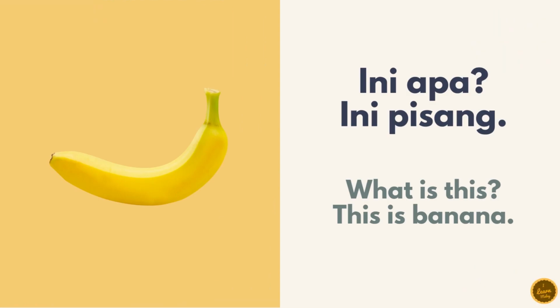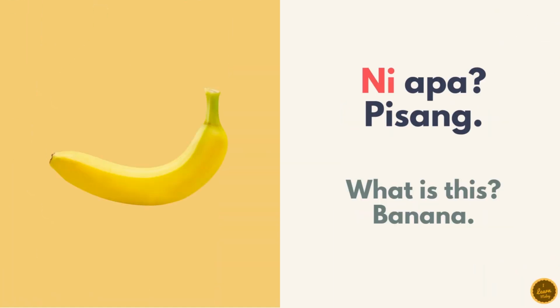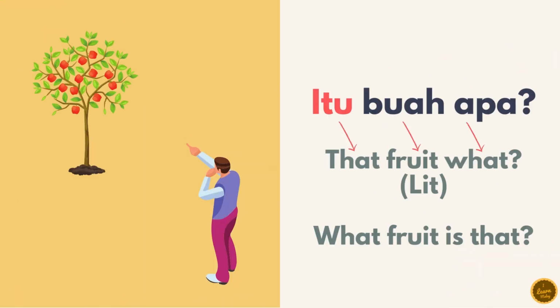We can also drop the word buah from the question and answer. For example, ini apa? Ini pisang. To mean, what is this? This is banana. Or colloquially, ni apa? Pisang. To mean, what is this? Banana.